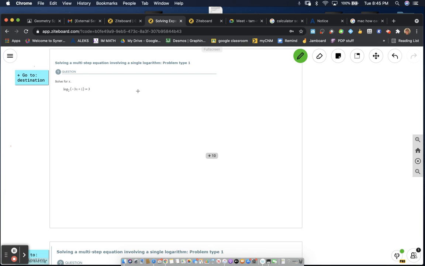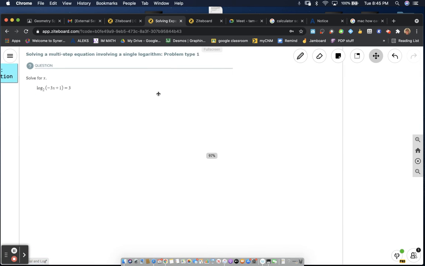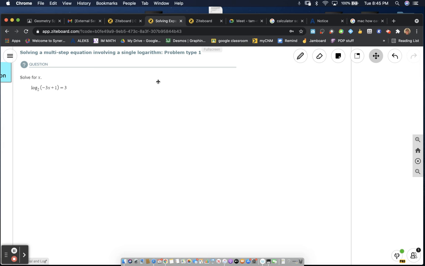My bad, you guys. Okay, so now we're going to do the easier problems. Well, why not? We just tackled the really hard problems, so why not do some easy problems? Look at the difference between what we just did. We have log base 2 of negative 3x plus 1 equals 3. Notice the log is only on one side.